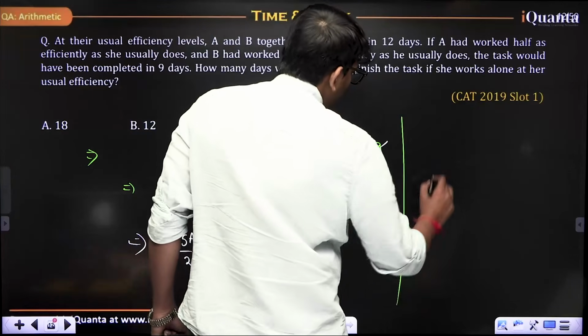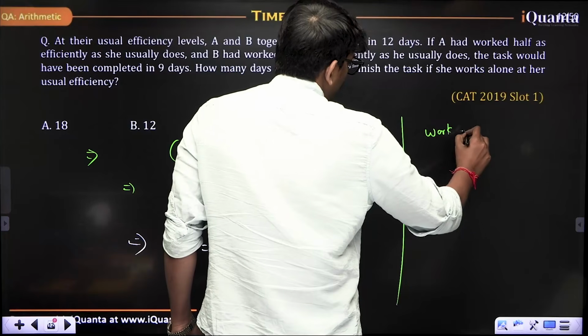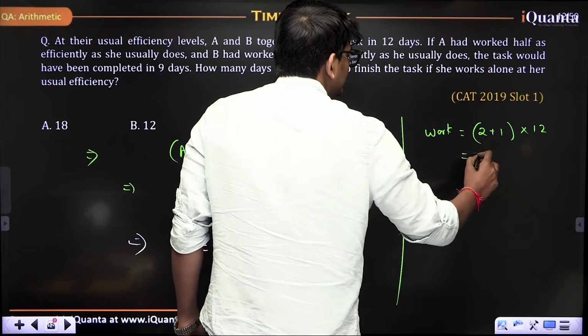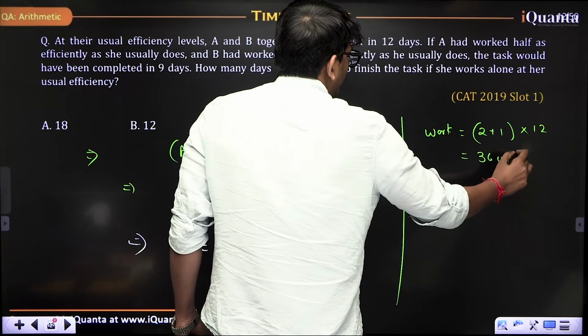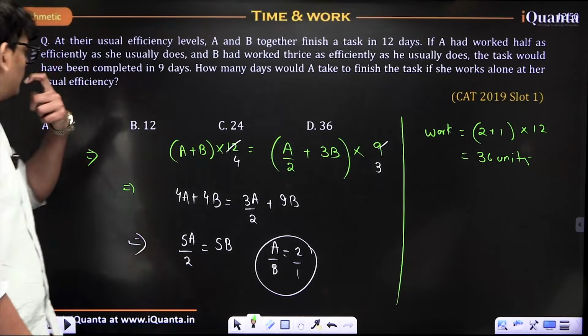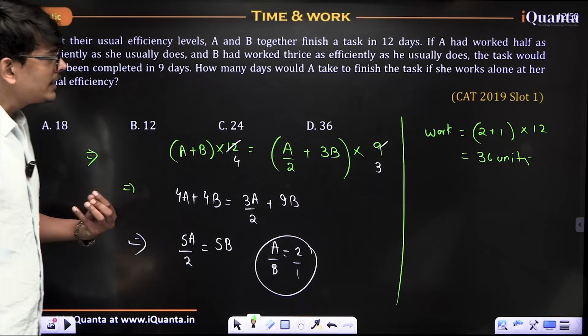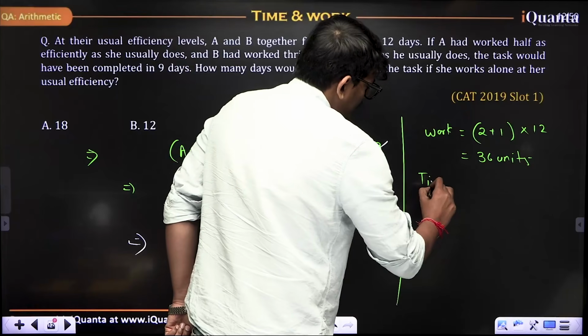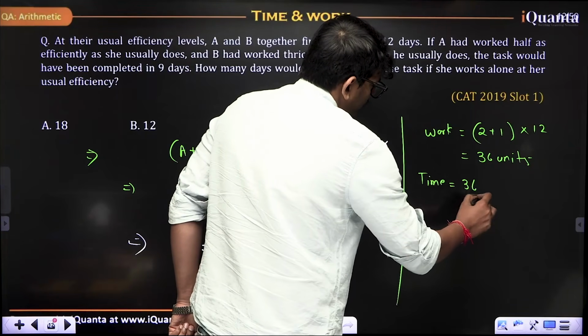Now what will be the work? Work will be 2 plus 1 into 12. That is 36 units. Now the question setter is asking how many days would A take to finish the work? So time will be 36 by 2, that is 18.